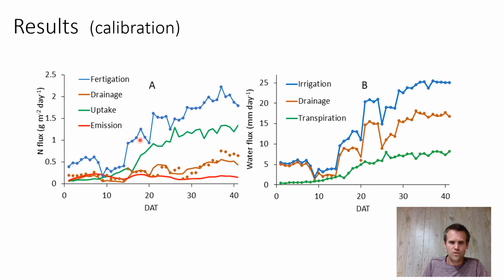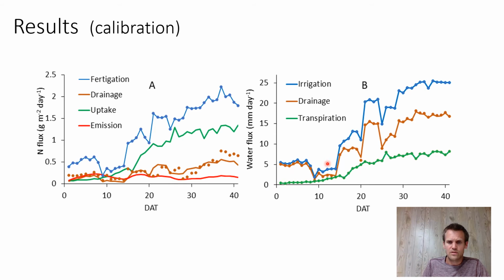The nitrogen fertigation, of course, we knew that because we measured it. And the drainage, we also measured over time. And the line is the simulated measurement, or the simulation, which was very close to the measured. And the green is the uptake. We only knew the total uptake at the end of the season. So this is the simulation over time. And the red line is the emissions. It's considered a first order decay reaction.